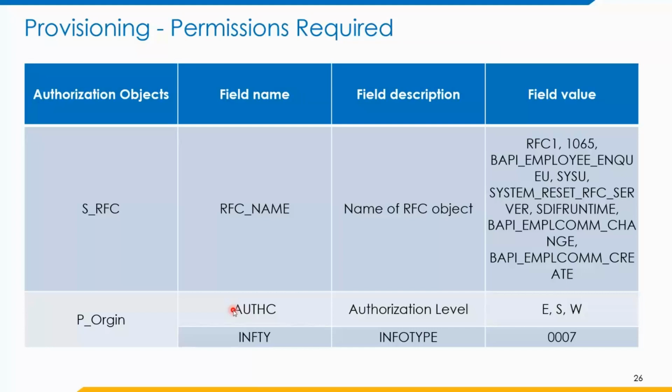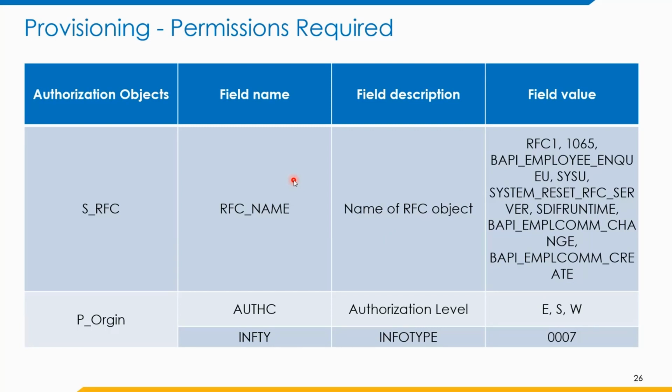Coming to provisioning permissions, that is mostly depending on the BAPI and RFC modules that need to be permitted for the S_RFC authorization object. So these are the different values that need to be given to the S_RFC object in order to have the provisioning feature enabled. And also the P_ORIGIN authorization, you can see, we can execute, edit, and write the data to the SAP HR system from the target system such as SailPoint.